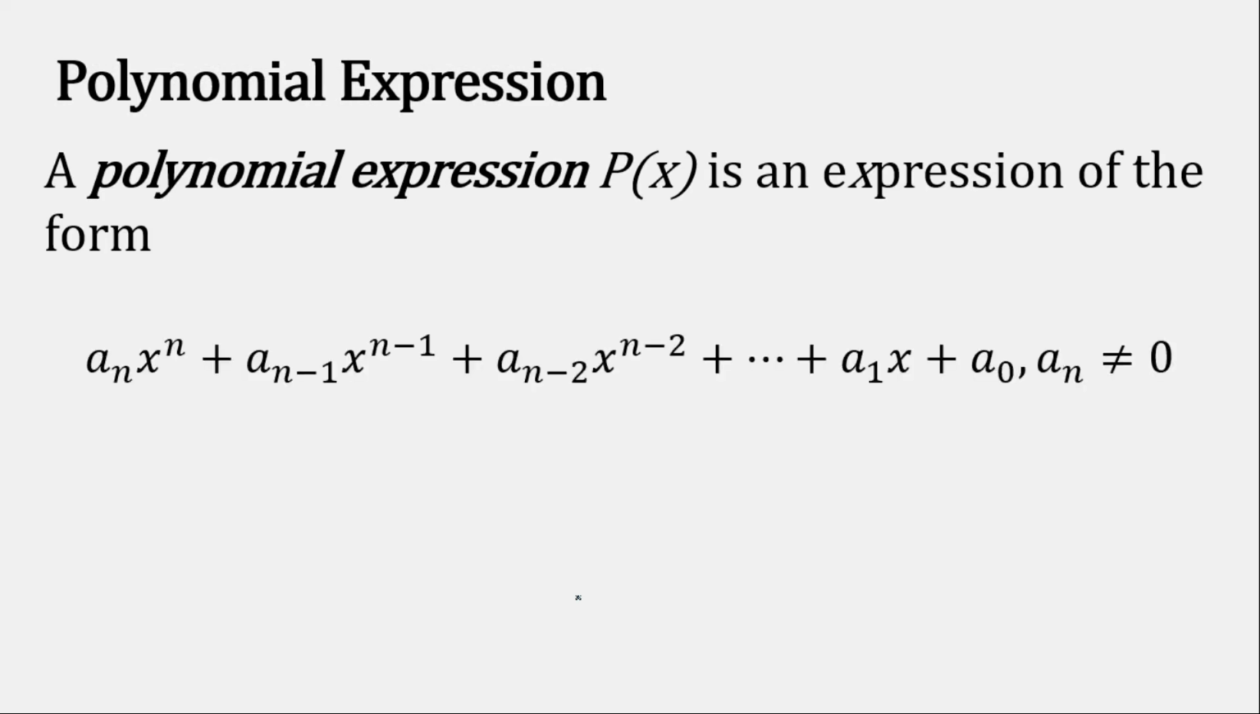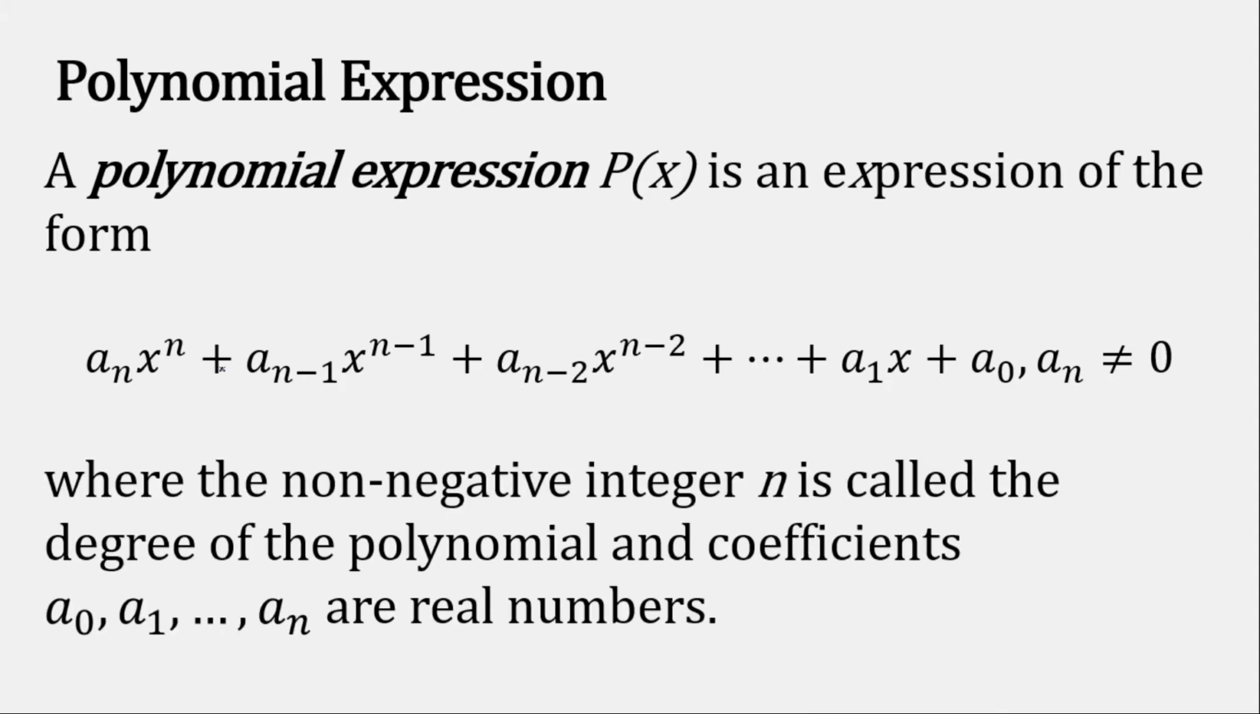Now, a polynomial expression is an expression in the form of this, where the non-negative integer n is called the degree of polynomial, and coefficients a sub 0, a sub 1, up to a sub n are real numbers. So meaning, this one should be real numbers, and this one, the exponent, should be a non-negative integer.